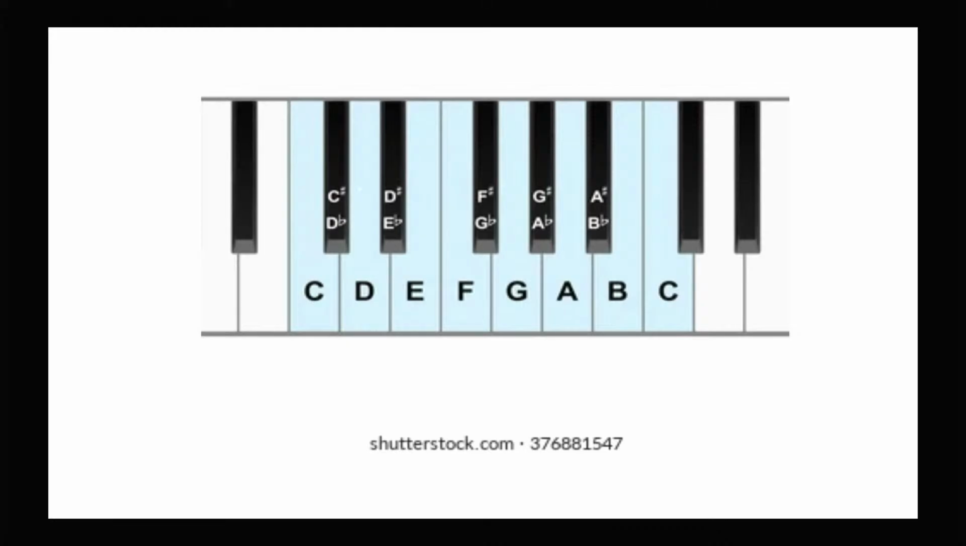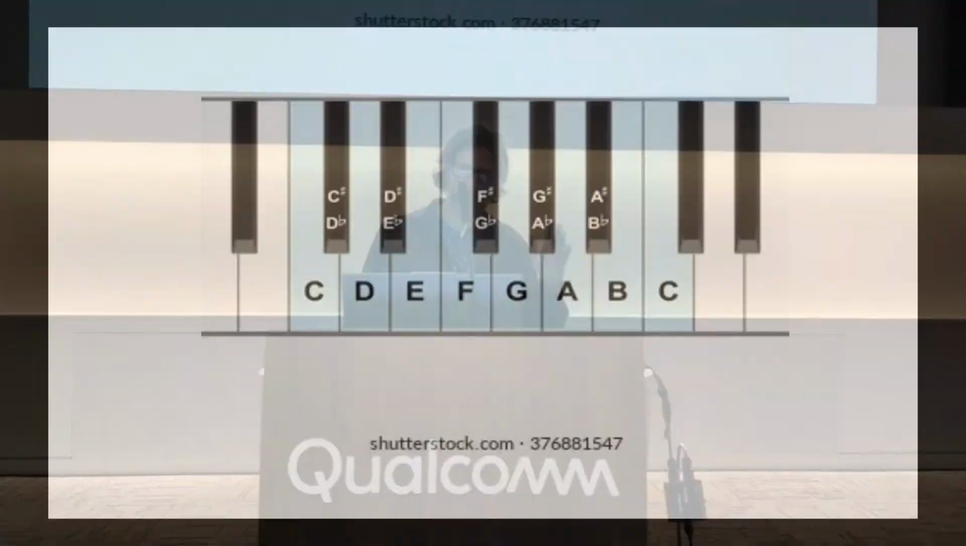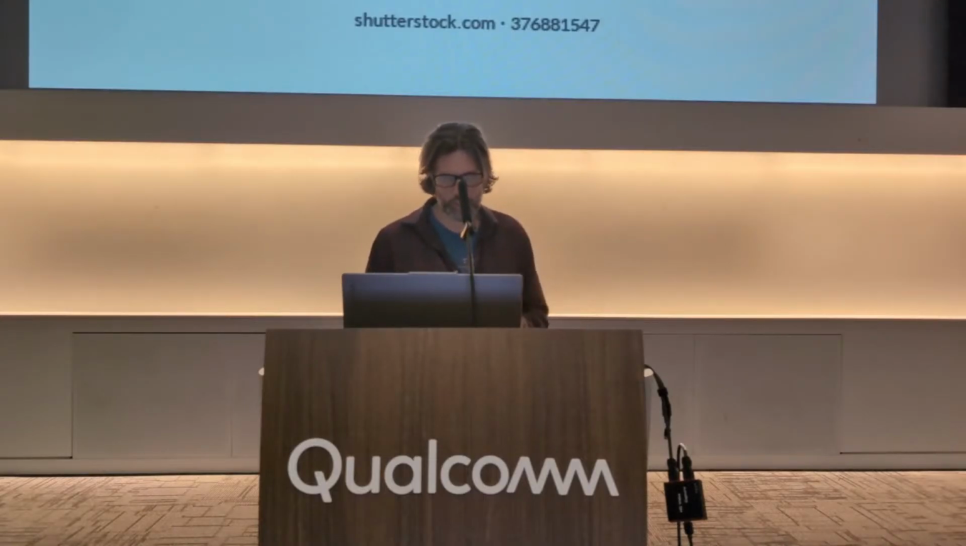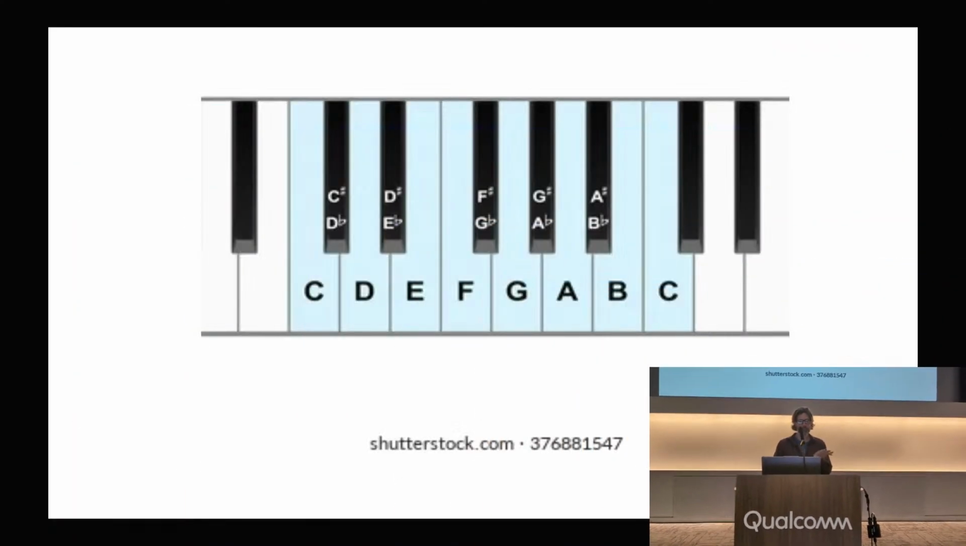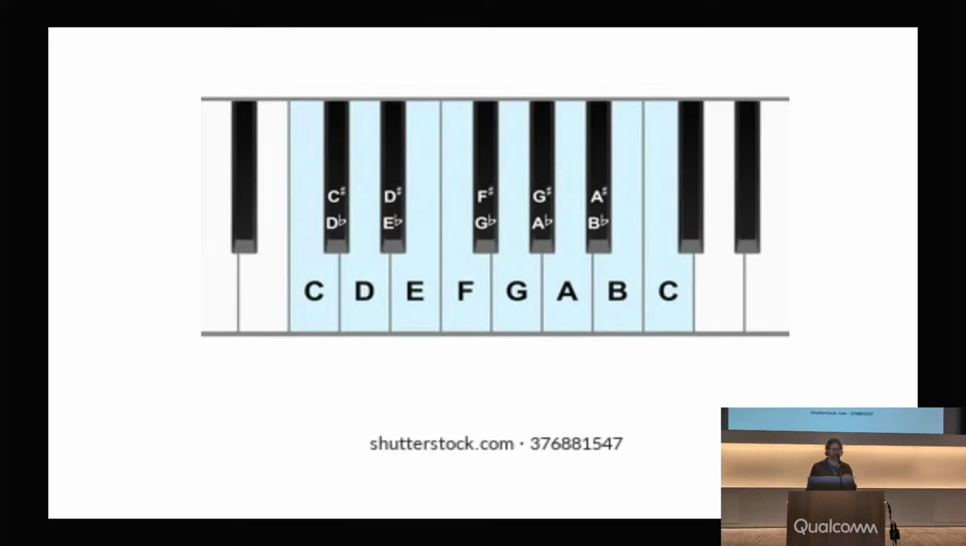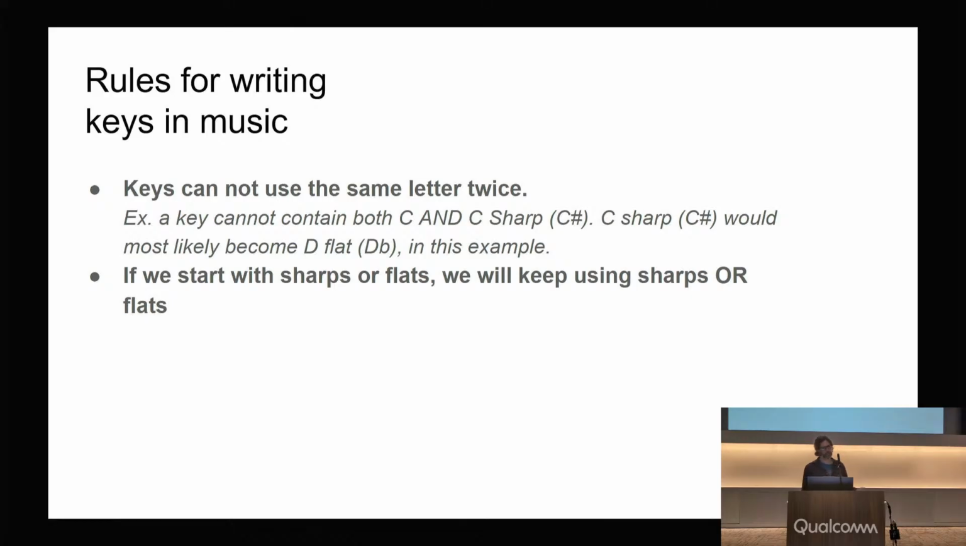Okay, so now I mentioned that we have the black keys. So now we understand the C to C structure. We have C sharp and we have D flat, and we have D sharp and E flat. Those are what are called accidentals. Both the black keys can be either flat or sharp. That is how musical keys are constructed. There's a couple of other rules for musical keys. You can't have a C and a C sharp, so we have to have a C and a D flat. And then if we're going to start with sharps, we need to keep with sharps. If we start with flats, we need to keep with flats.